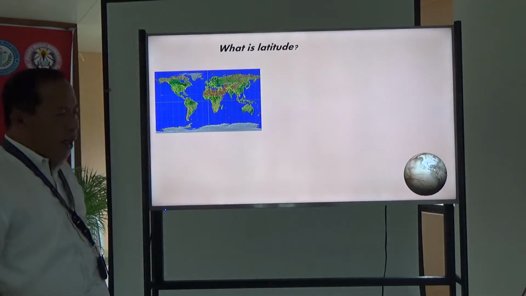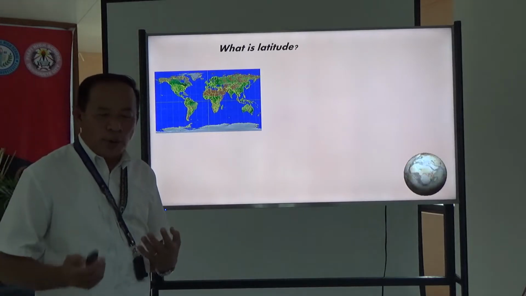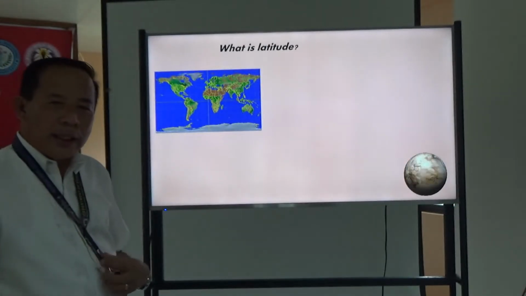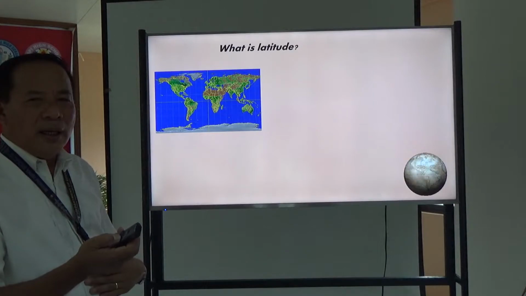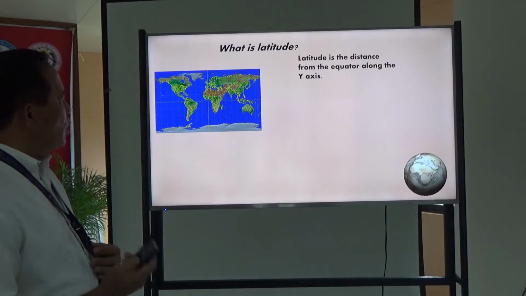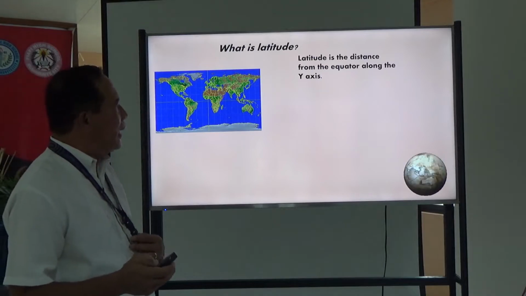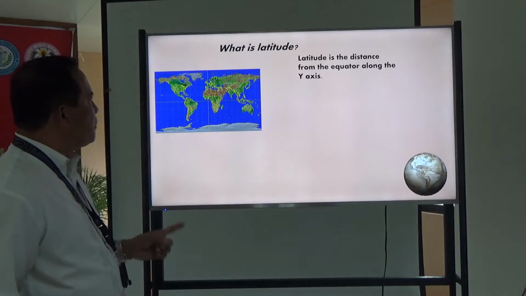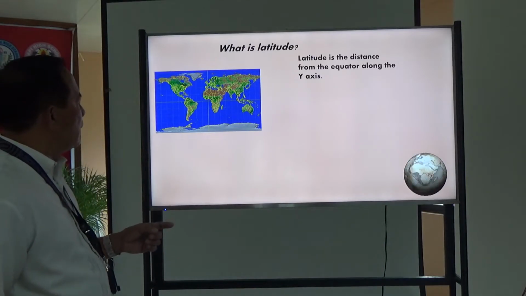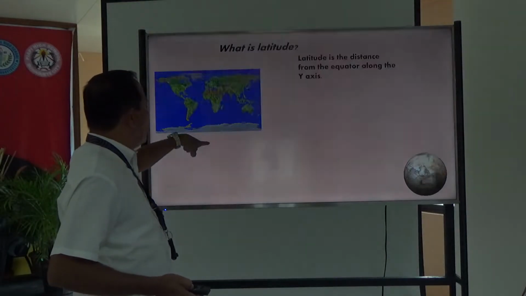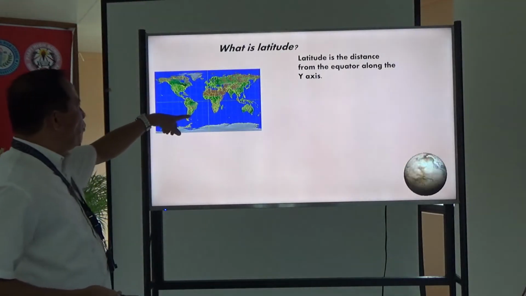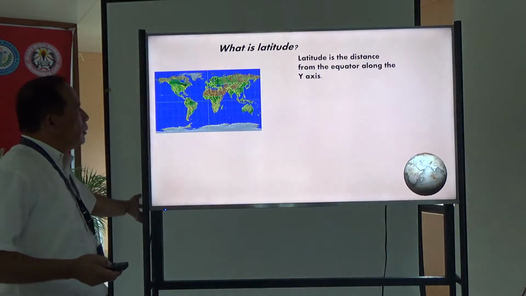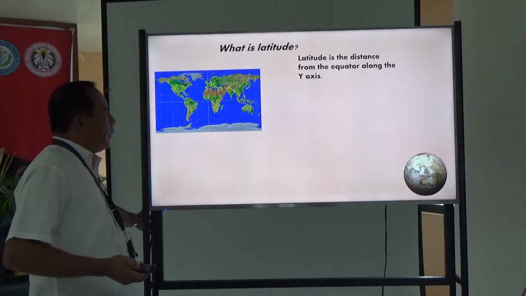Okay. Now, we're talking about latitude, but we have not defined it. Anybody would like to say what is latitude? Yes? Okay, very good. Latitude, by definition, is the distance from the equator along the y-axis. Where's the y-axis in here? This one here. So it's the distance from the equator along the y-axis.